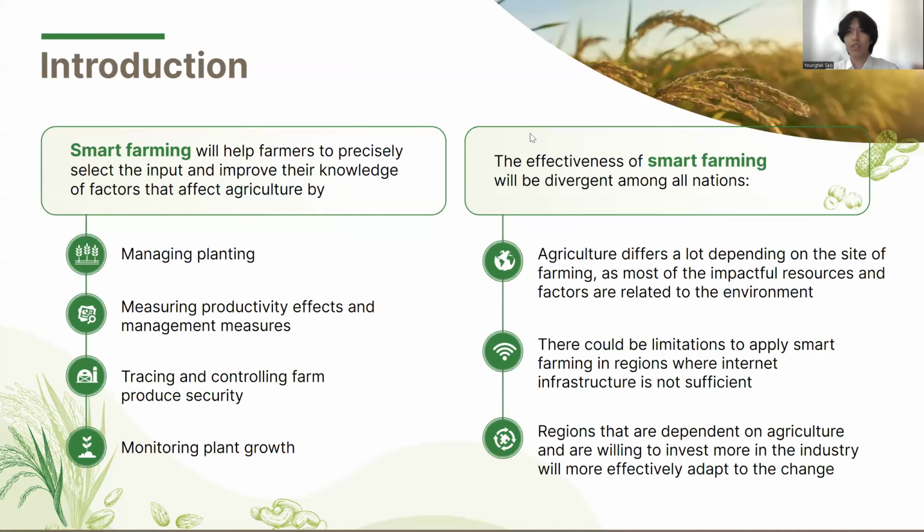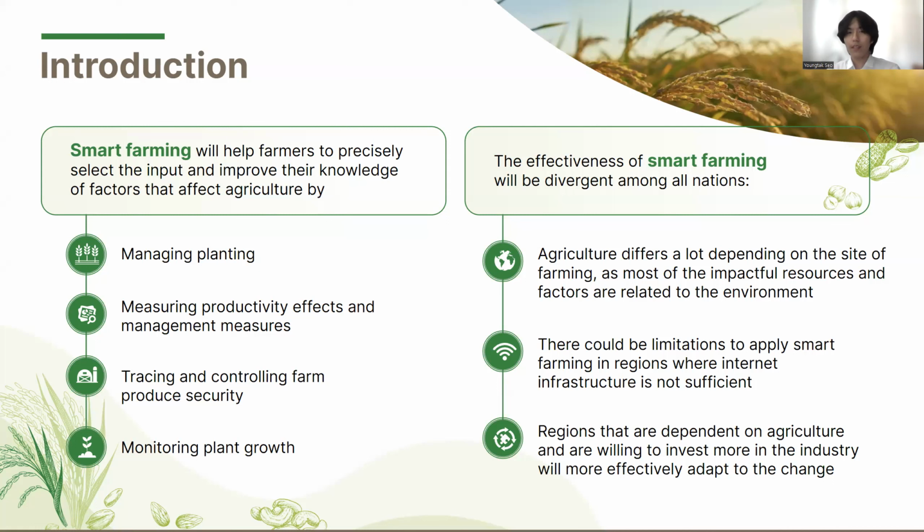So for an introduction, I'll give some background information about smart farming and its effectiveness. Smart farming will help farmers to precisely select the input and improve their knowledge of factors that affect agriculture by one, managing planting, two, measuring productivity effects and management measures, three, tracing and controlling farm produce security, and four, monitoring plant growth.